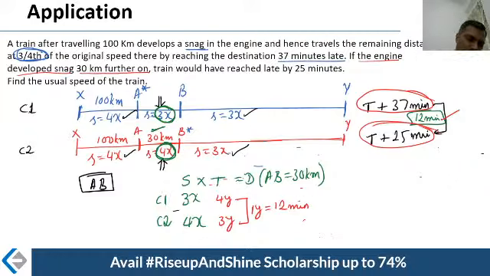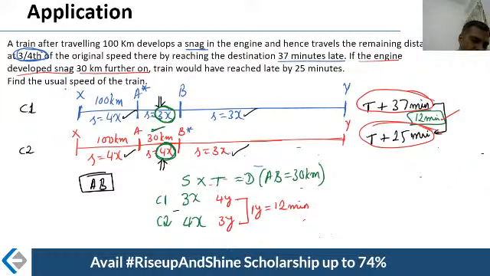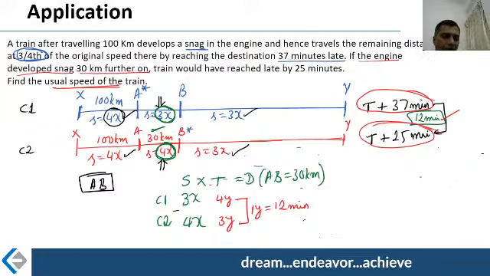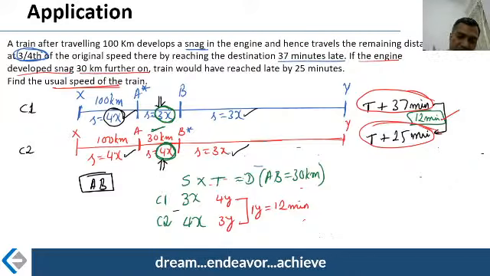What is the author interested in? Find the usual speed of the train. Friends, what is the usual speed? You need to be careful. Usual speed is 4x. When there is no problem, the train travels at 4x. The author is asking for the value of 4x. That is the author's question.